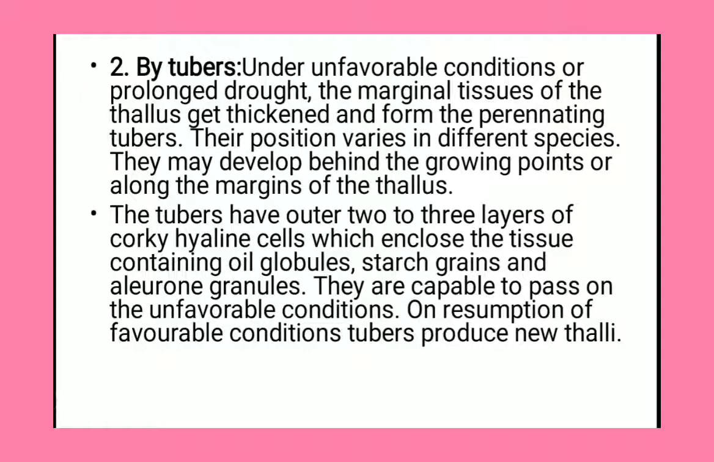Okay, in a tuber, under unfavorable conditions, some part of the thallus structure is converted into a tuber-like structure, and so this reproduction is known as tuber. This tuber has 2 to 3 layers of cells, made up of brownish cells, and in these cells oil globules and starch are present. After the unfavorable condition is over and favorable conditions arrive, the tuber develops further into a new plant body. It is known as the tuber.